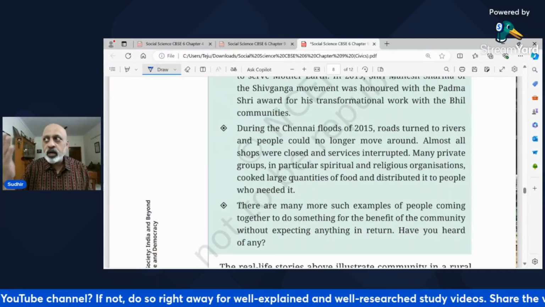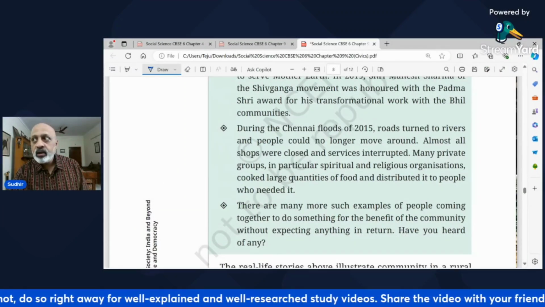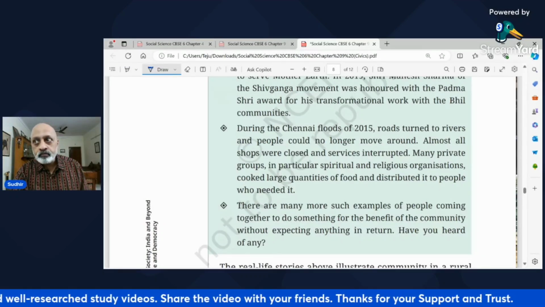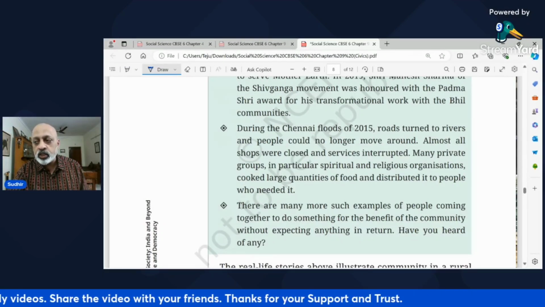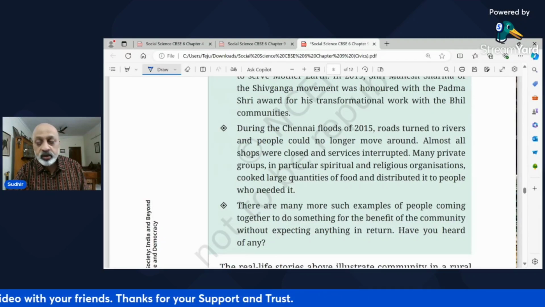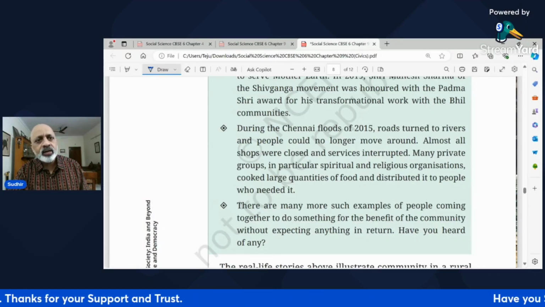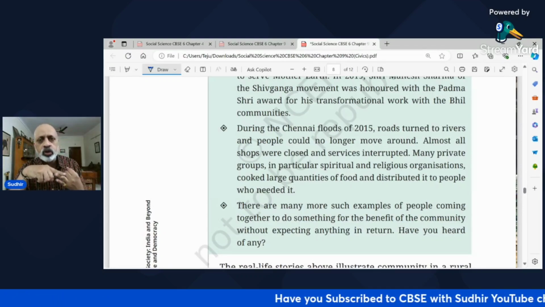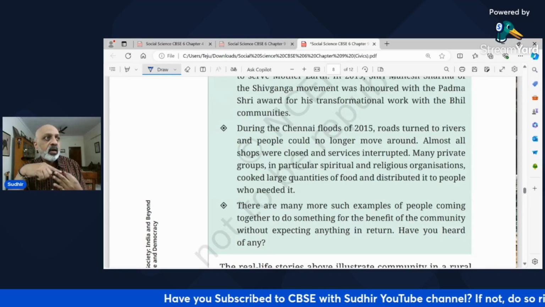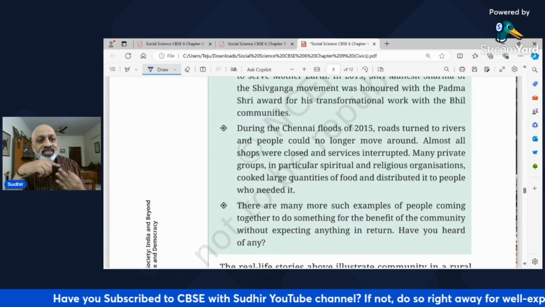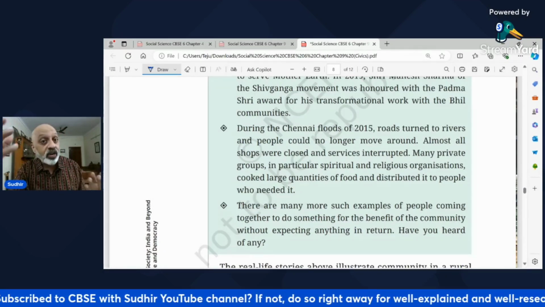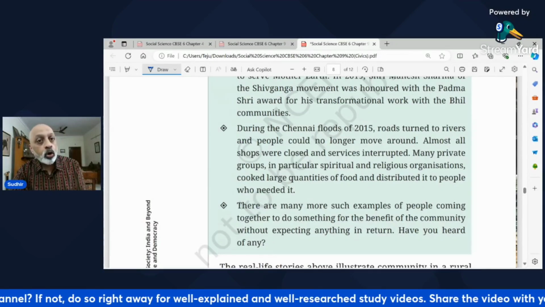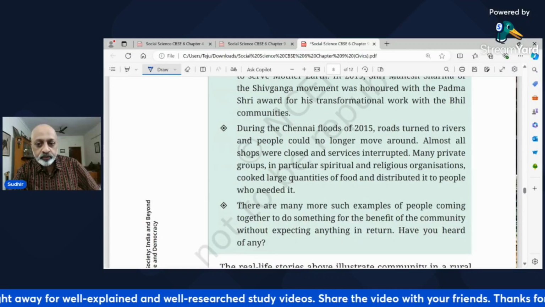And many private groups, and I know specifically the film actors, students in Tamil Nadu would be aware. People like Varalakshmi Sharat Kumar's daughter, actor Vishal Reddy, and many such Tamil actors, they all came together to distribute essential commodities like food packets, drinking water, medicines. These essentials, which were not available during the Chennai floods, many voluntary organizations actually came out to help the people of Chennai.